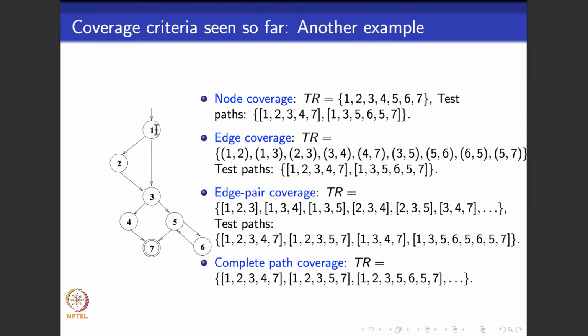So test paths for these would be, if you see 1, 2, 3, 4, 7, it covers the edge pairs that occur along this path. And then I do 1, 2, 3, 4. I forgot this pair, right? So 2, 3, 3, 5.